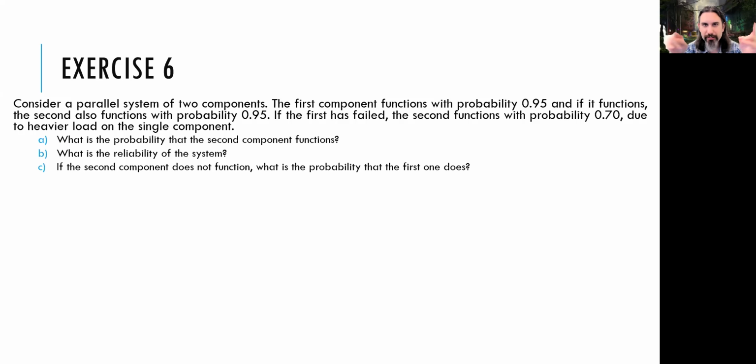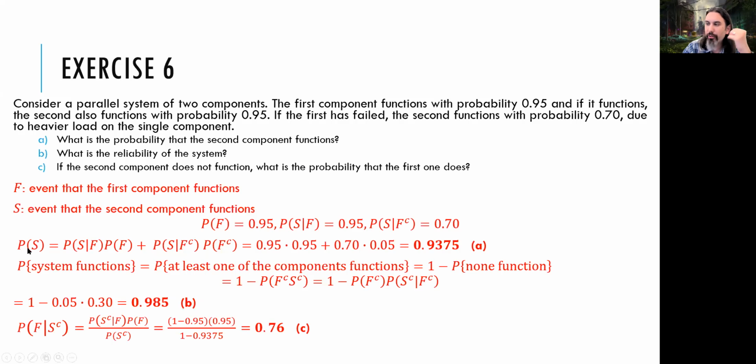Now we have 2 events, F and S. F shows that the first component functions, S shows that the second component functions. Now, we are being asked in the first one, the value of S, okay? But S is dependent on F, so we can just condition S on F, which is done like this, as you can see here. We are going to condition S on F. The probability of S given F times PF, plus the probability of S given F complementary times PF complementary.